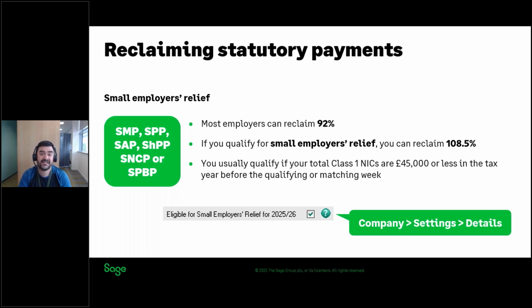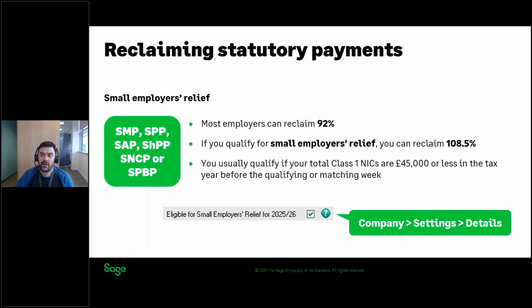So it's 100% of SMP and 8.5% known as NI compensation. Now, you'd usually qualify for small employers relief if your total Class 1 national insurance contributions are £45,000 or less in the tax year prior to the qualifying or matching week in the case of adoption. And if you qualify for small employers relief, it is important that you set this up in Sage Payroll before you process the statutory payment, as that will ensure that the correct amount is reclaimed at the end of the month. So you'd get the small employers percentage rather than the standard 92%.